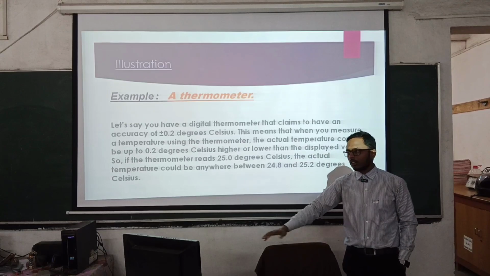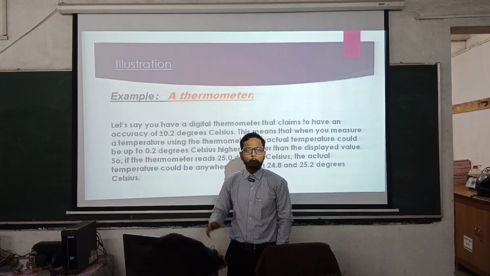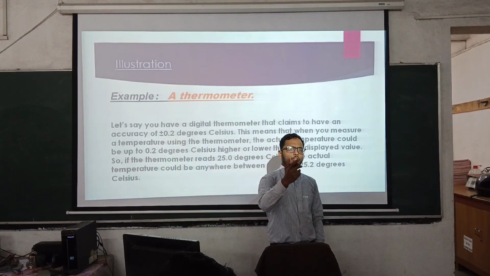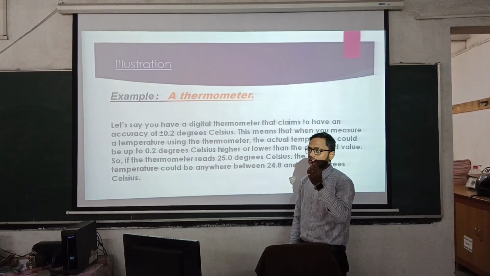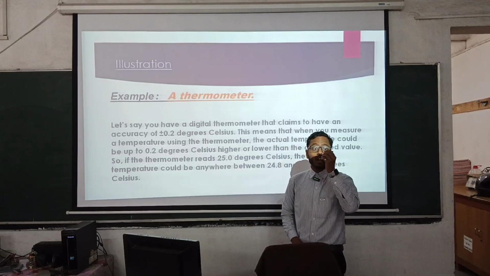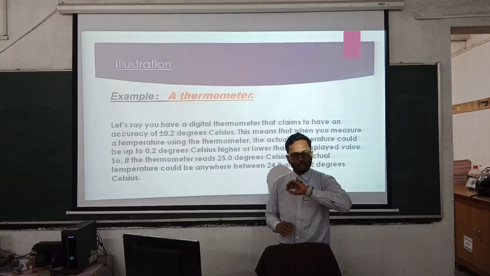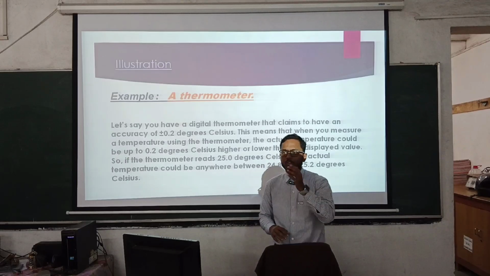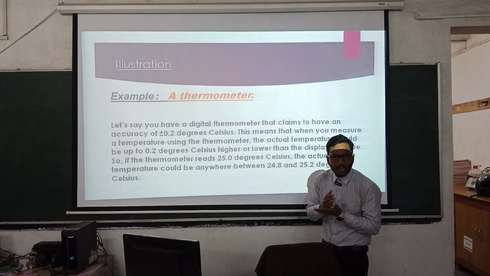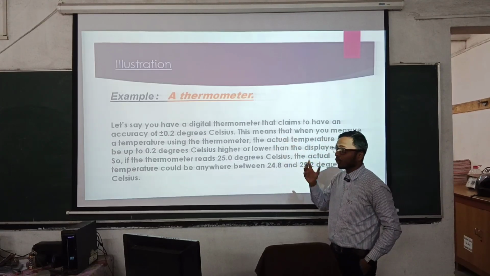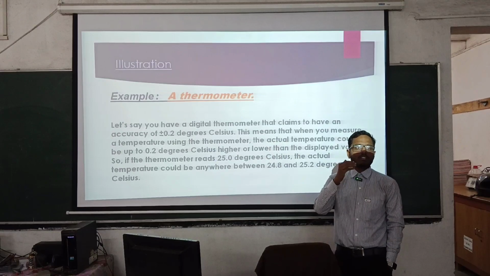Let's say we have a thermometer, right? We have a digital thermometer, and the accuracy says it's plus minus 0.2. Now let's say we have a reading of 25 degrees Celsius, but the thermometer is plus minus 0.2 degrees accurate. Now 25 plus 0.2 is 25.2, 25 minus 0.2 is 24.8. So the range of the accurate value will be around 24.8 to 25.2. This is what the accuracy means in this thermometer. The range can vary from 24.8 to 25.2.